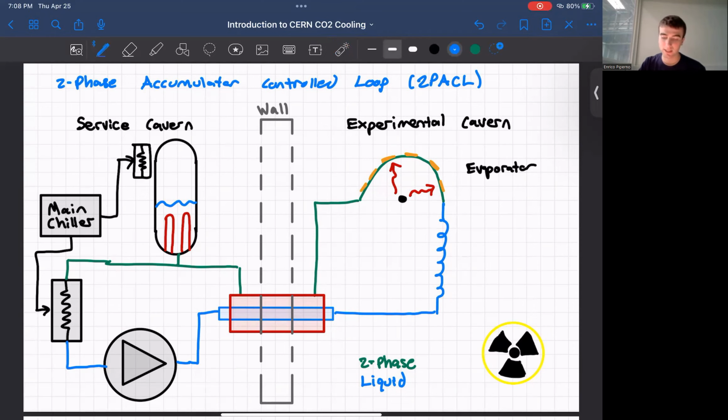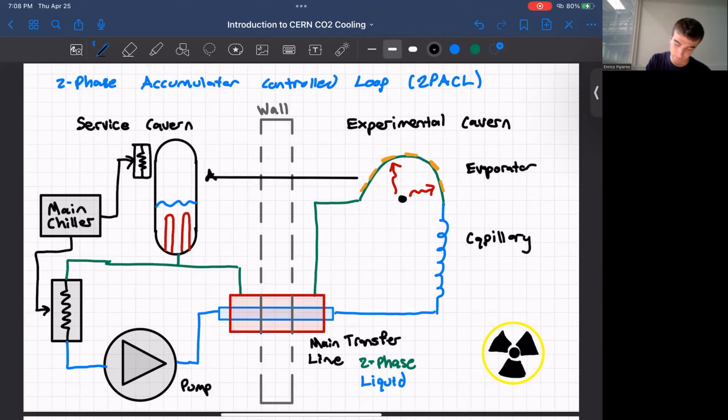So in the next slide, I'll be discussing the two-phase loop in comparison to a pressure-enthalpy diagram. But for now, let's just label the main components. So here we have the pump. Then we have the main transfer line, which transports the CO2 from the service cavern to the experimental cavern. Then we have the capillaries and the accumulator. And finally, the chiller, or let's say condenser.